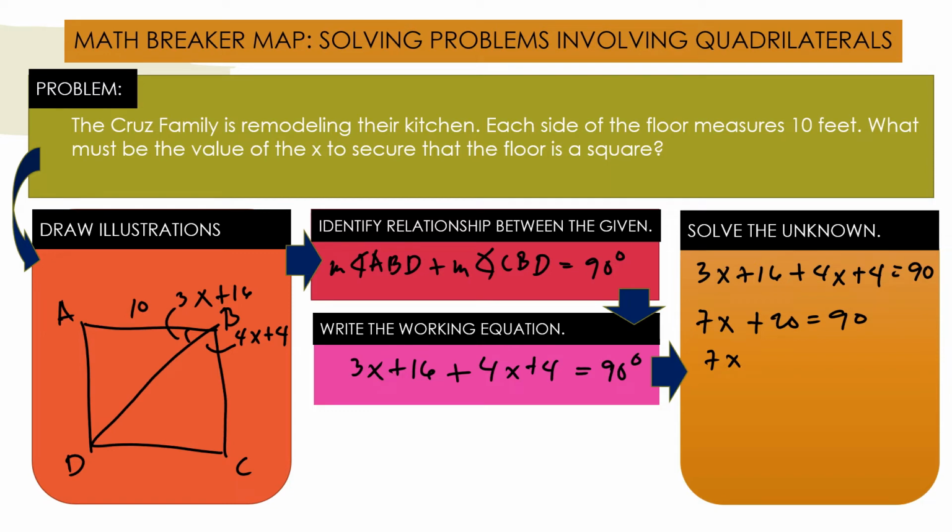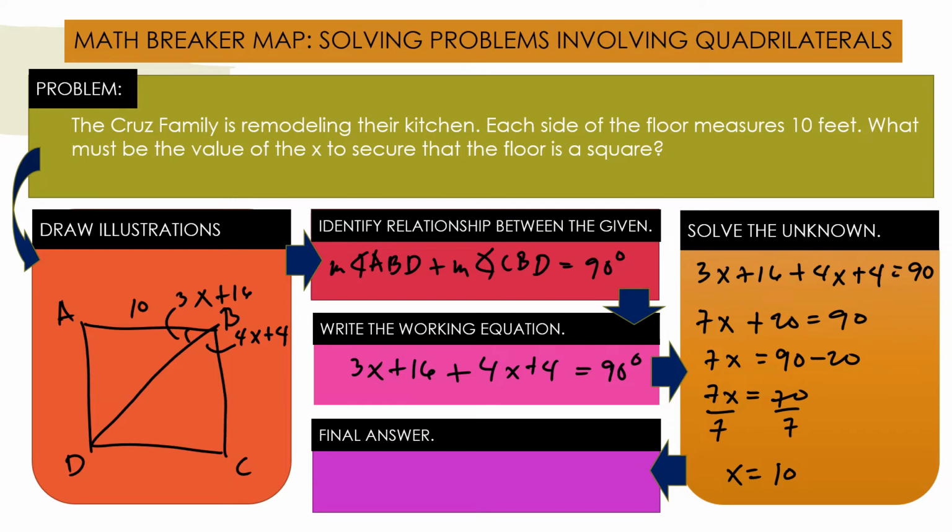Isolating 7x, you will get 7x is equal to 90 minus 20, which is 70. So dividing both sides by 7, x is equal to 10. Therefore, the value of x to secure that the given floor is a square is equal to 10.